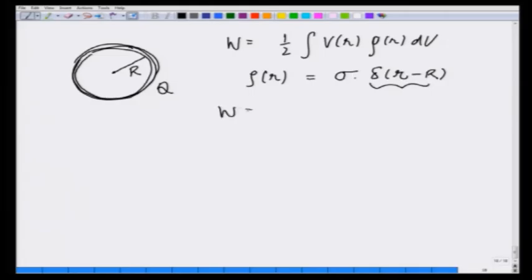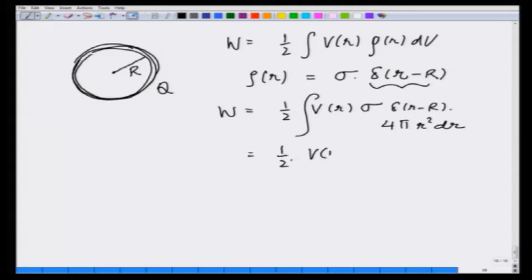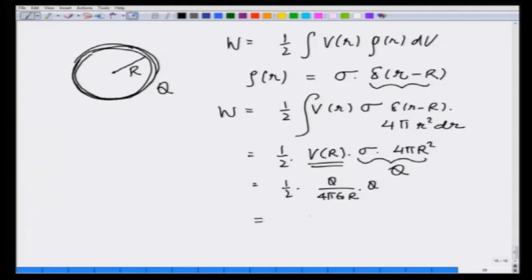So, the work is going to be 1/2. If I put the integration, V(r) sigma delta of r prime minus r times 4 pi r square dr, which is 1/2 V at r times sigma times 4 pi r square. 4 pi r square sigma is nothing but q. So, this is 1/2 V due to this q, which is nothing but q over 4 pi epsilon 0 r, times q. So, total energy is going to be q square over 8 pi epsilon 0 r, a known result from your 12th grade, right. So, this is the energy of the system.